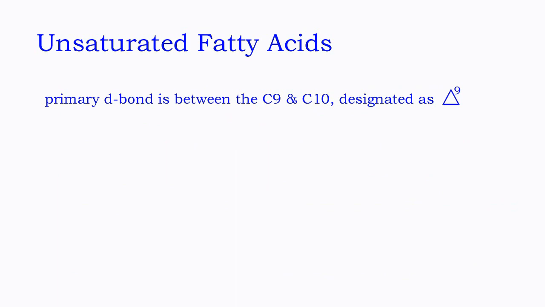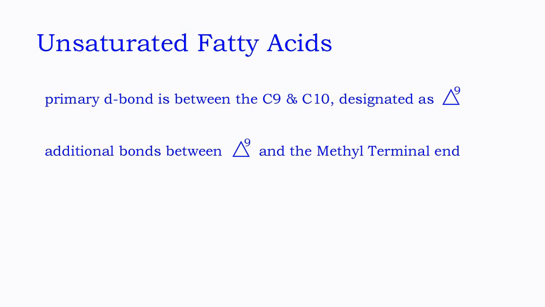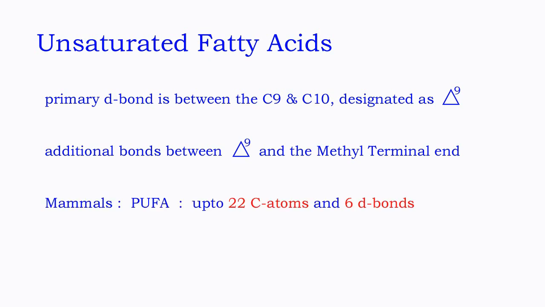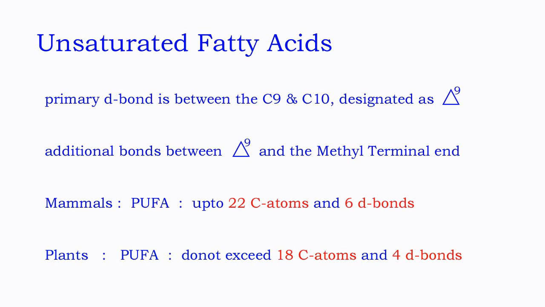So basically, in most unsaturated fatty acids in plants, the primary double bond is between the 9th carbon and the 10th carbon, which is designated as delta 9. If there are additional double bonds, they are found between the delta 9 and the methyl terminal end of the fatty acid chain. In mammals, the polyunsaturated fatty acids can have up to 22 carbon atoms and 6 double bonds. And in plants, the polyunsaturated fatty acids do not exceed 18 carbon atoms and 4 double bonds.